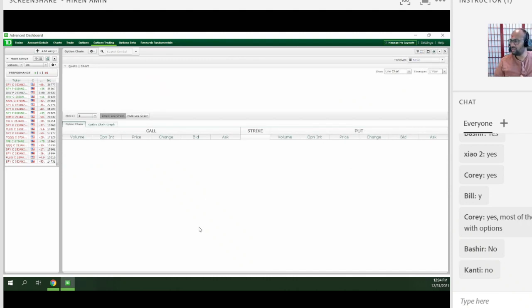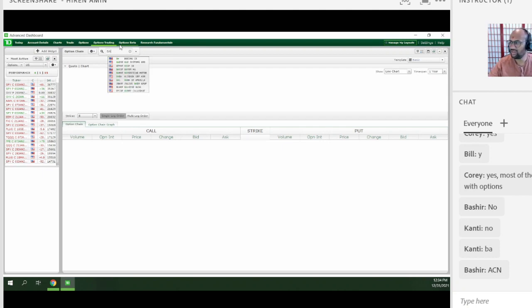Anyone have any particular symbols that they want to look at when it comes to options? Anything interesting to look at? Just throw it in the chat and let me know if there's anything you want to explore in particular, so we can start with that. Kanti says BA. Okay, perfect. We'll look at BA, Boeing. Wonder what they are doing. I haven't looked at Boeing in a bit, but we'll start with Boeing.